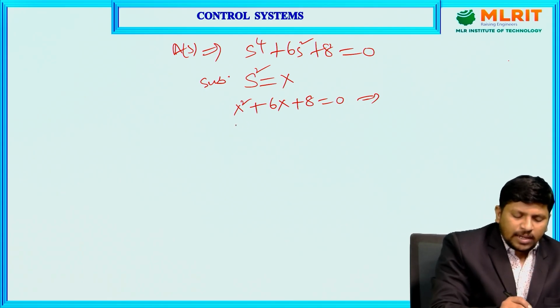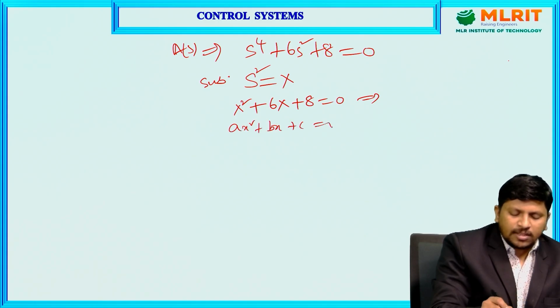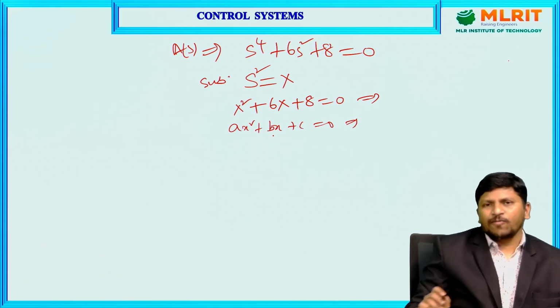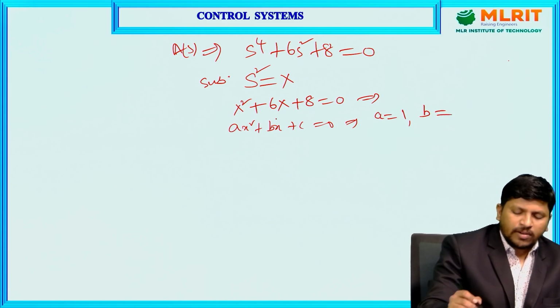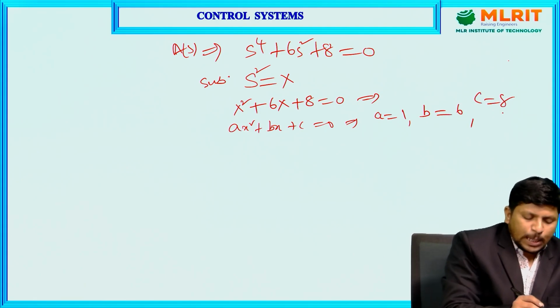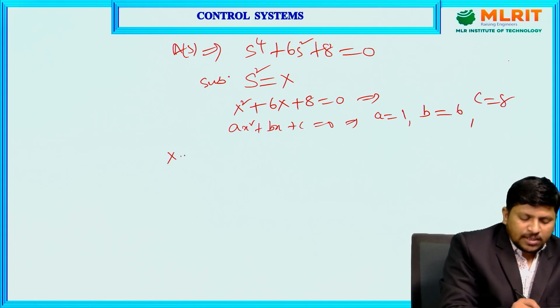So directly here, ax square plus bx plus c. This is the quadratic equation formula. So from this, a equals what? 1. b equals what is the value? 6. c equals what? 8. So here, substitute the values: x1, x2.